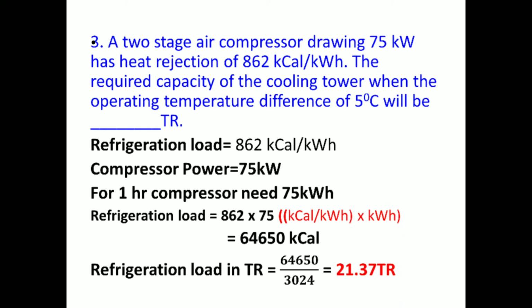So to find out the refrigeration load, kilocalorie per kilowatt hour is given. We are interested in finding out the refrigeration load in kilocalories. So if we multiply it by 75 kilowatt hour, we will get the unit as kilocalories. So here I am just multiplying 862 into 75. I got the answer in kilocalories. Now we have to convert that kilocalories into the tonnage. So we just divide it by 3024 to get the required tonnage.